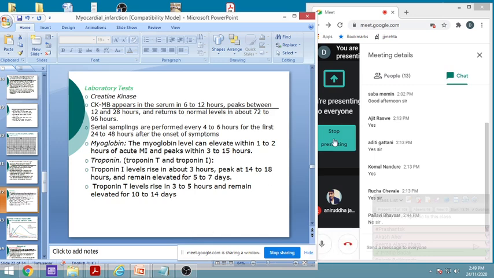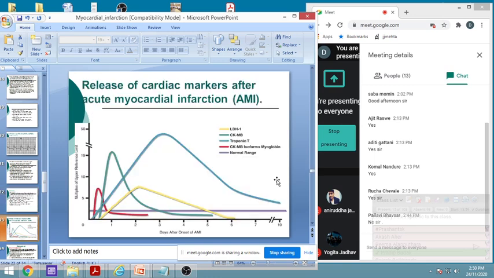And troponin T also increases within 3 to 5 hours, and remains elevated for 10 to 14 days. So this type of graph is there. These are various markers and the times at which they increase. As I told you, you can go through Harrison's. So these are the levels and time in days after the onset of acute myocardial infarction.